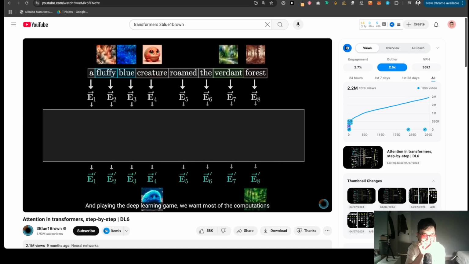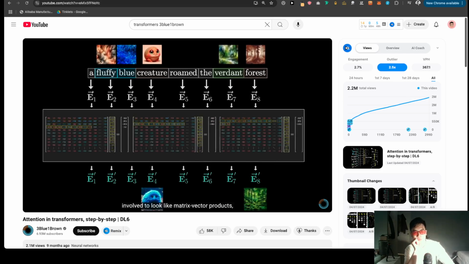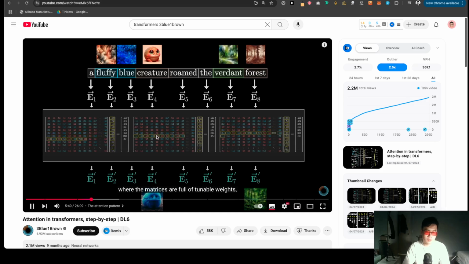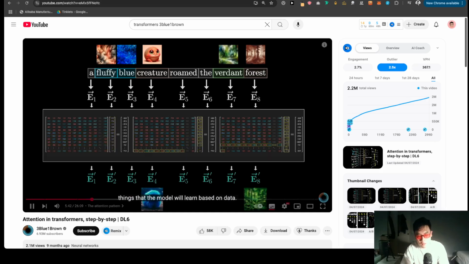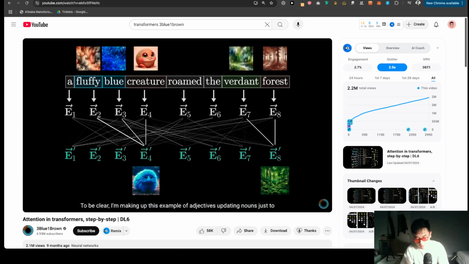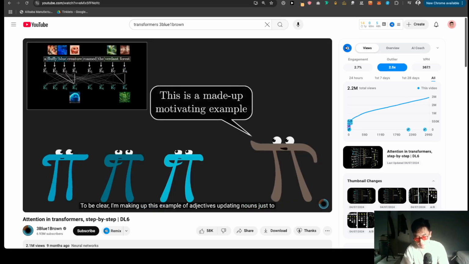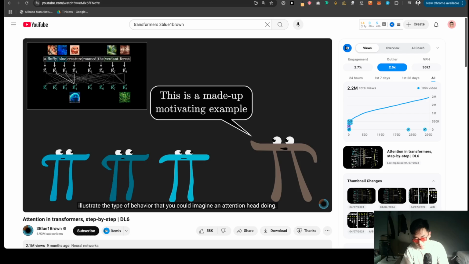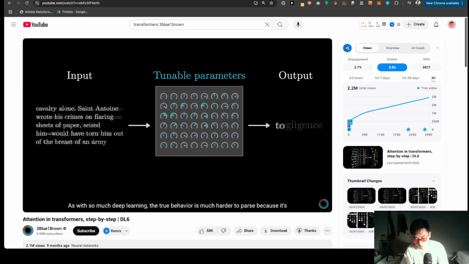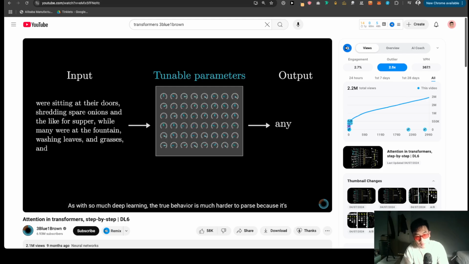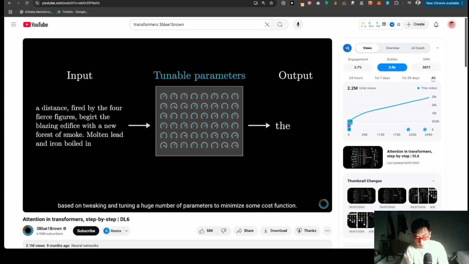And playing the deep learning game, we want most of the computations involved to look like matrix vector products, where the matrices are full of tunable weights, things that the model will learn based on data. To be clear, I'm making up this example of adjectives updating nouns just to illustrate the type of behavior that you could imagine an attention head doing. As with so much deep learning, the true behavior is much harder to parse because it's based on tweaking and tuning a huge number of parameters.